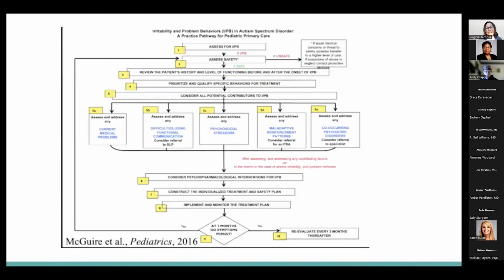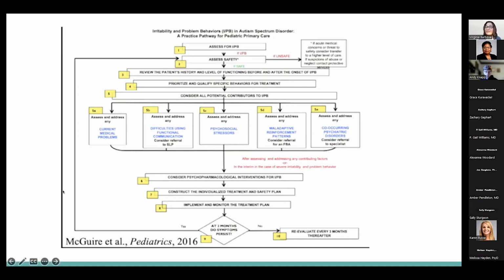So this is a good algorithm for evaluating irritability. It was published in 2016, but it's still valid and still highly used. So we assess for safety, and I'm on the second box. You review the patient's history and the level of functioning before these severe behaviors emerged. You evaluate what you're going to prioritize in that situation, and consider all potential contributors associated with irritability. So address any potential medical conditions that are co-occurring and can be highly interfering.